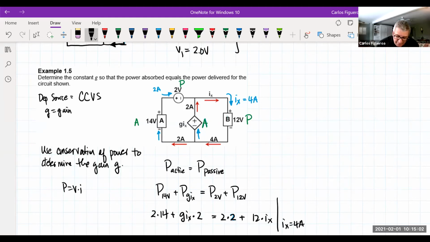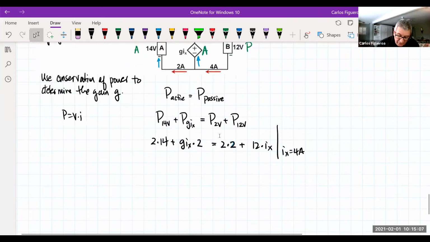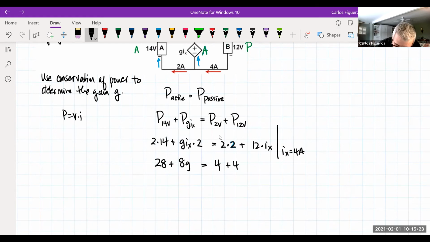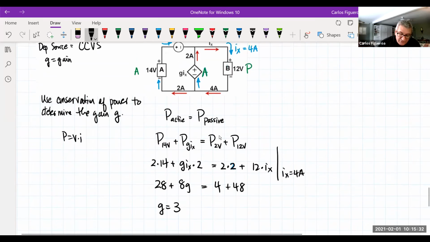So then I could come in and actually start to mathematically solve this equation. So you're seeing here that this is going to give me 28. Now look, I'm going to put the 4 into here. So I get 4 times 2, which is 8, so I'm going to get 8G. And on this side, I'm going to get 4, and then I'm going to get 12 times 4, which would be 48. And if you do the algebra, we see here that G then must have a gain of what? 3. But what are the units of the gain?